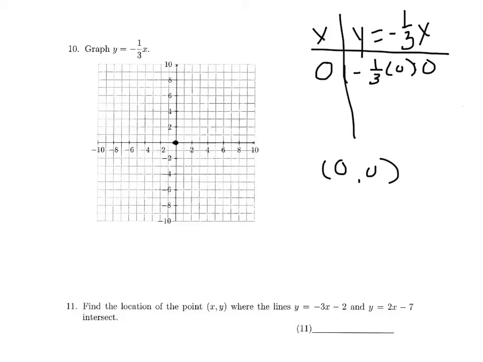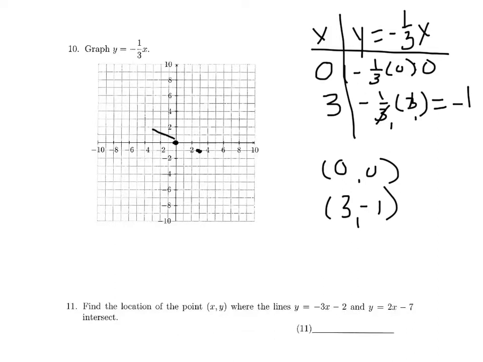Then we choose another x value, and you really can choose any value you would like, but we like it to be convenient. And here the 3 is convenient because they divide out to just give us negative 1. So we get 3, negative 1. And that point is here, 3, negative 1. We now need to connect those 2 points to give us our line.